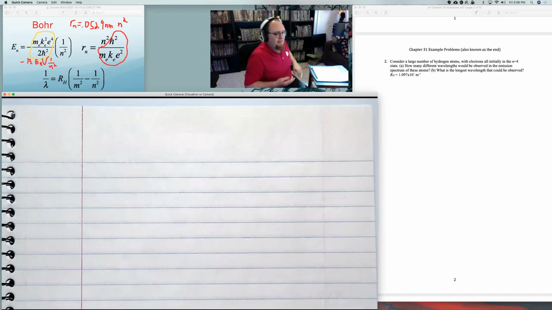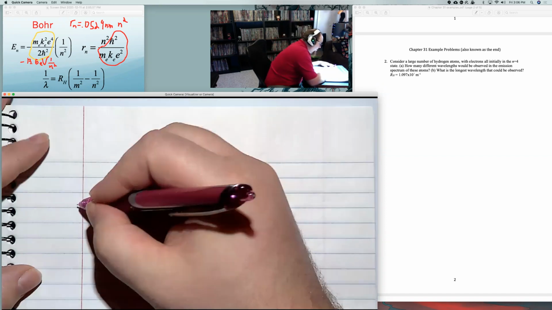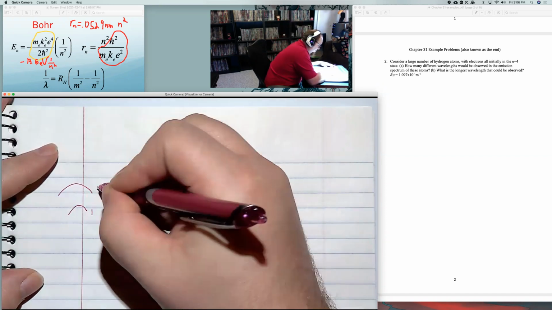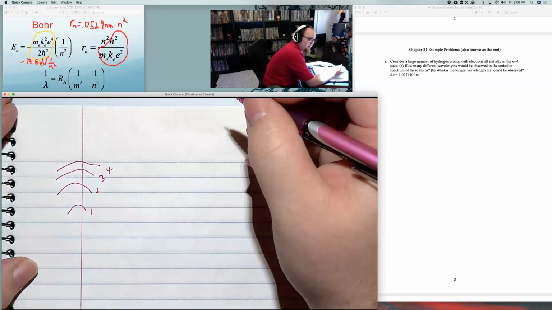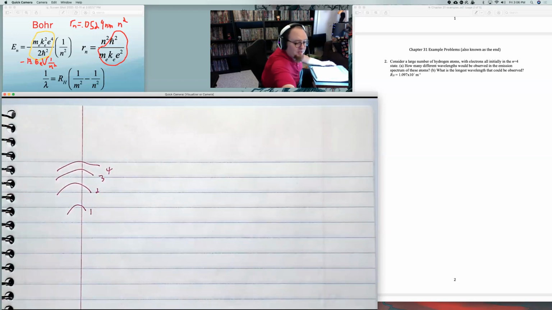Sorry, I misread that. So we're saying a large number of hydrogen atoms initially in n equals 4. If we look at the states, we have 1, 2, 3, 4, with them getting closer together. And it says how many emission lines are possible.